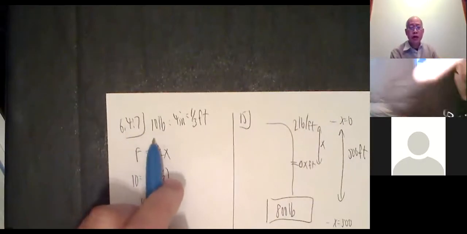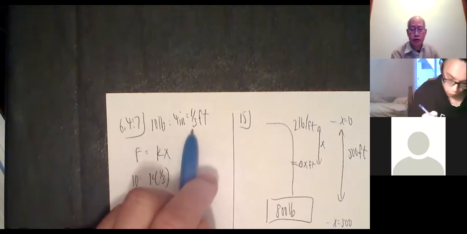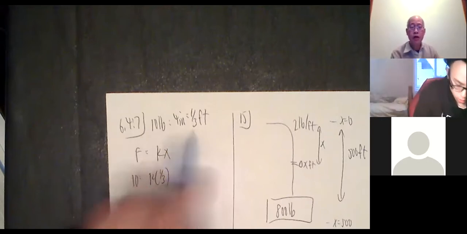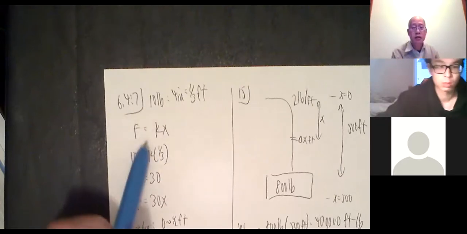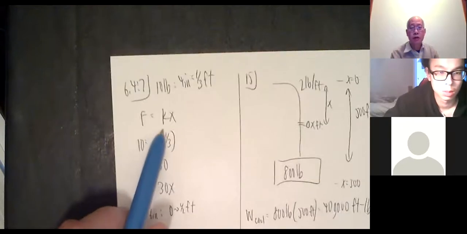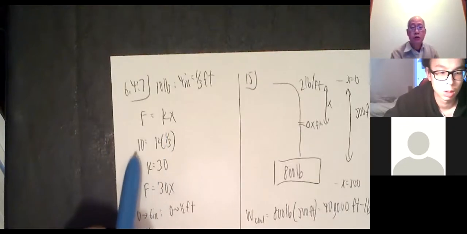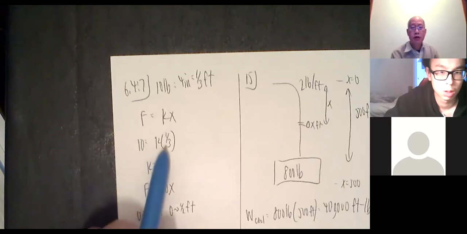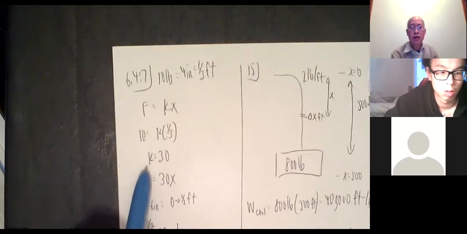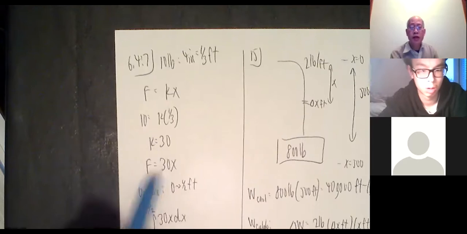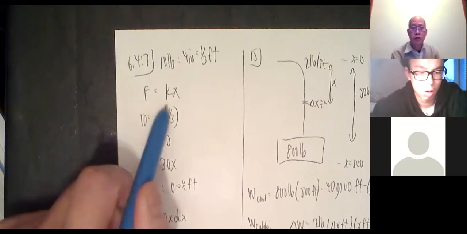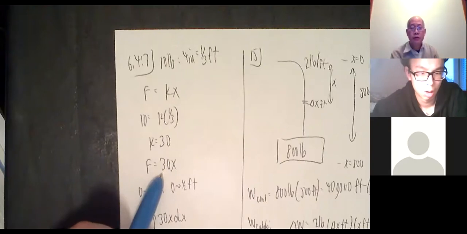So we know 10 pounds for 4 inches, which is 1/3 of a foot. I use the formula F equals Kx. The force is equal to K times x. That's sometimes called Hooke's law, and you can solve for K. So plug in 10 here, plug in 1/3 here. 10 equals K times 1/3. Multiply both sides by 3, so K is equal to 30. So F equals Kx is now F equals 30x. That's my force function, and that's basically what I'm going to integrate.